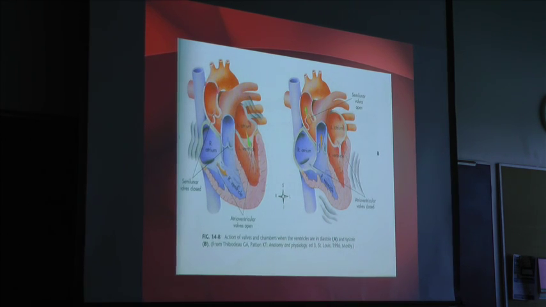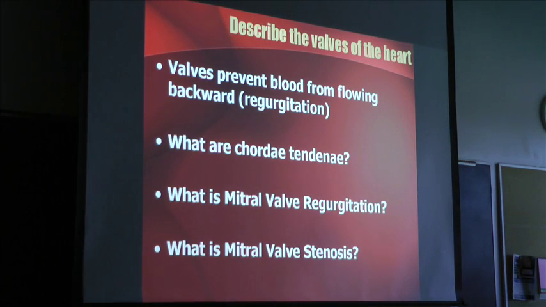Another picture showing the same thing. Can you tell which one is systole? Because the cardiac muscle is being squeezed. And then you look and you see which valves are open. That tells you that valves prevent blood from flowing backward. If blood flows backward, that's called regurgitation.